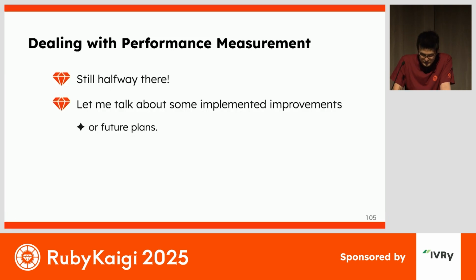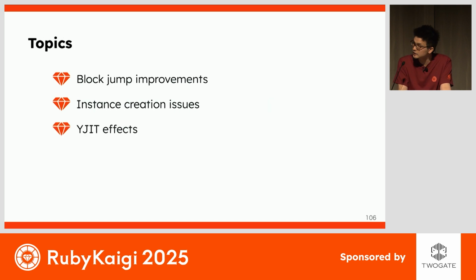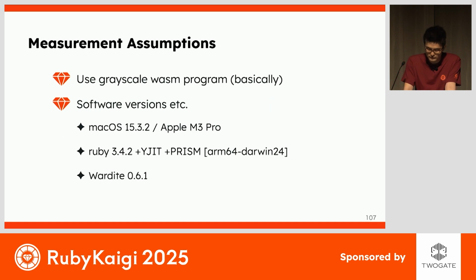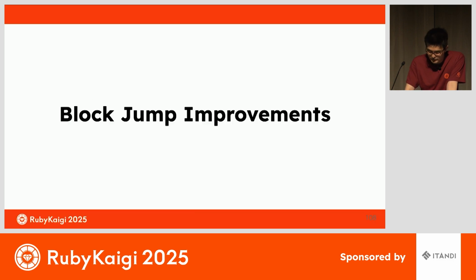Now that we saw ruby.wasm working, let's talk about performance measurements. This is still ongoing work, but I hope it's informative. Here are the benchmark topics. Unless otherwise noted, I'm using the grayscale benchmark. The software versions are as listed. Let's start with improvements to block jumps.